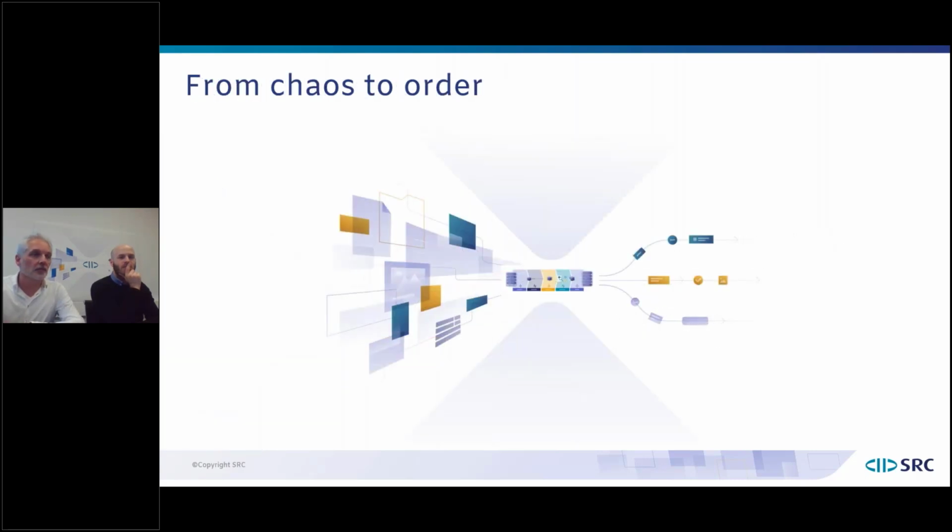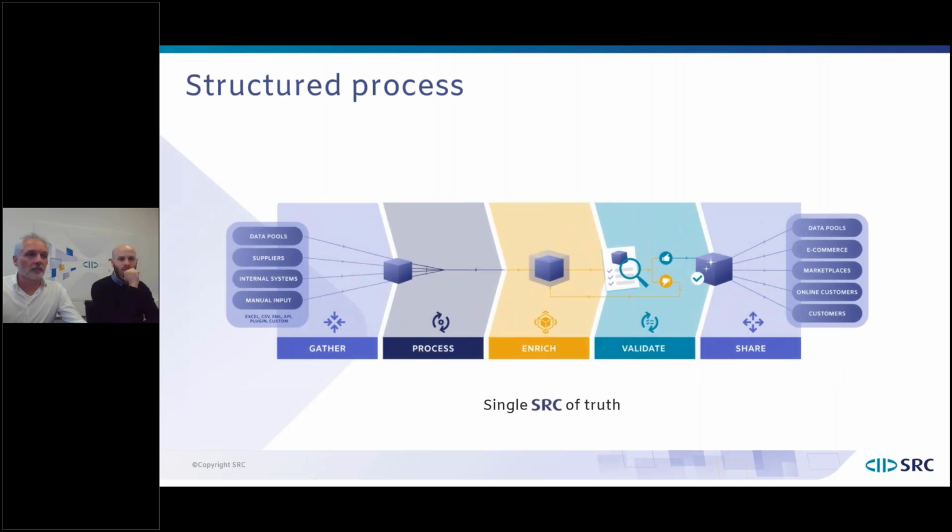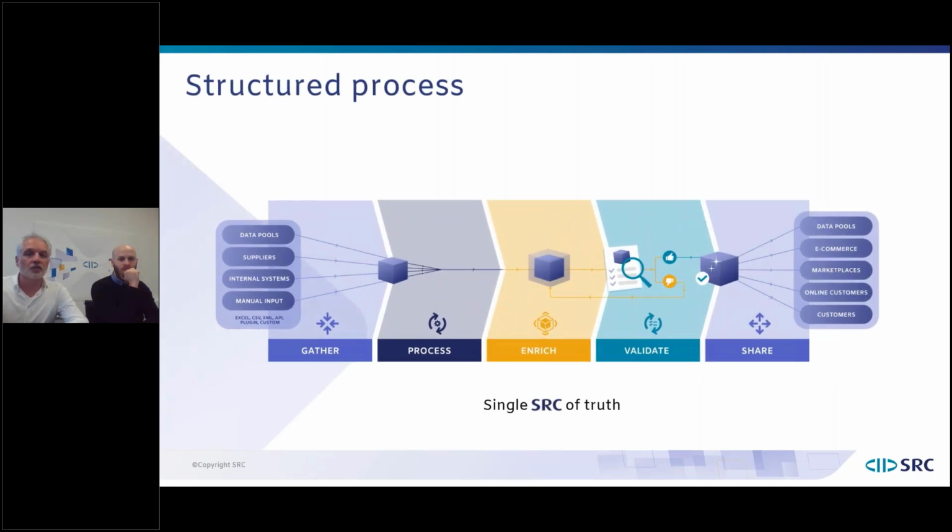Back to this illustration, what can you do to change the chaos of the scattered product information into a structured, orderly, organized set of product information? Well, in the middle, you need a structured process, and you need a single source of truth, so a single place where everyone knows, here is my product information, and it's handled by different people in different departments, but still you can always find it over there.